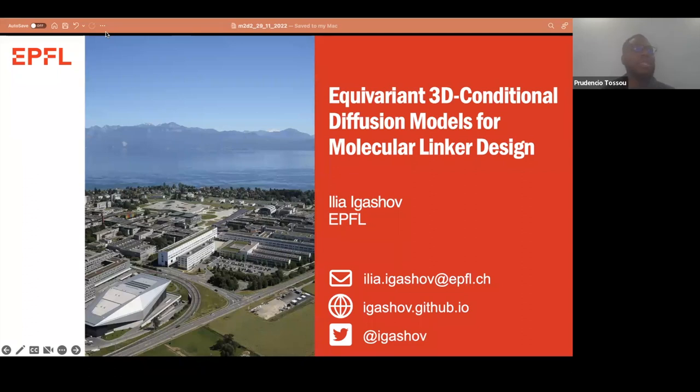Our speaker today is Ilia Igashov. Ilia is a PhD student at the Laboratory of Protein Design and Immunoengineering at EPFL. Advised by Bruno Correa and Michael Bronstein, he is a fellow at EPFL Global Leadership Program. His research interest lies in geometric deep learning for biology and chemistry, and especially in application to protein-protein interaction and drug discovery. Prior to his PhD, Ilia did a research internship at INRIA and the University of Grenoble-Alpes, where he worked on graph neural networks for protein model quality assessment.